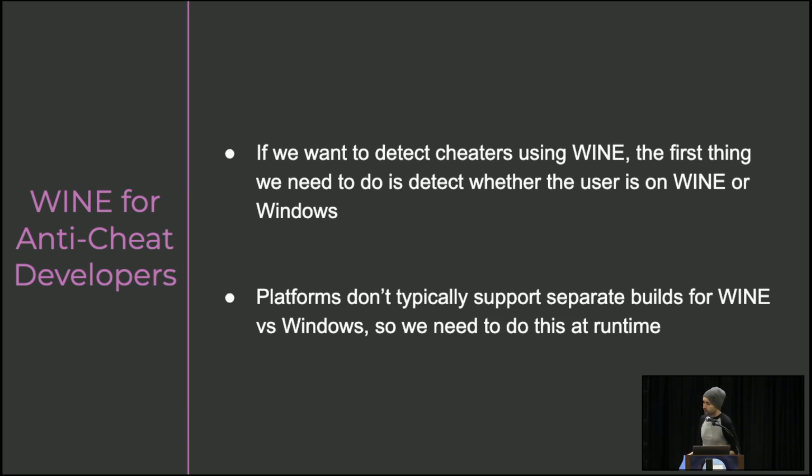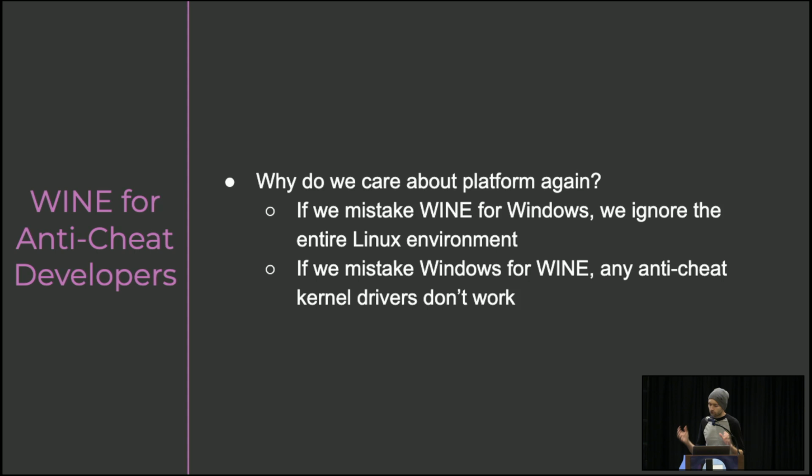And just to clarify, platforms don't typically support separate builds for Wine versus Windows. It's just one build that everybody, whether they're using Wine or Windows, gets. So we need to do this detection at runtime. And just to level set things again, why do we care about this? Well, if we mistake Wine for Windows, we end up ignoring the existence of this entire Linux environment that can be used to exploit our system. And if we mistake Windows for Wine and we're trying to do kernel level protections, then those just aren't going to work because we know that that kernel driver isn't going to work within Wine.